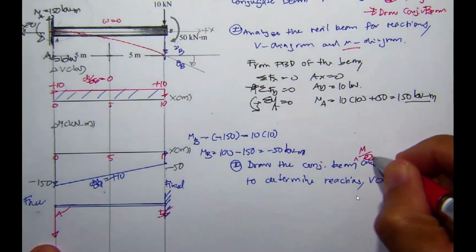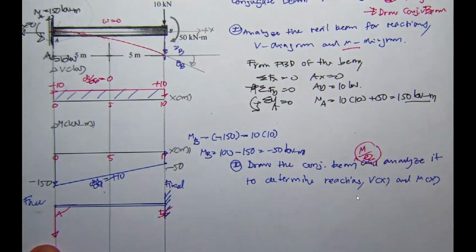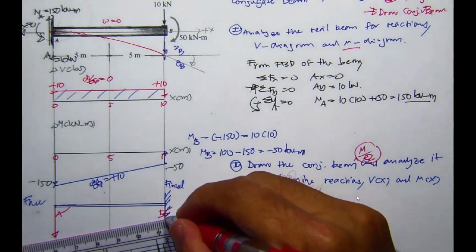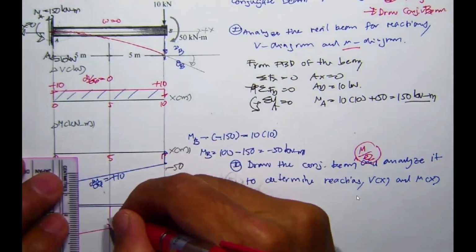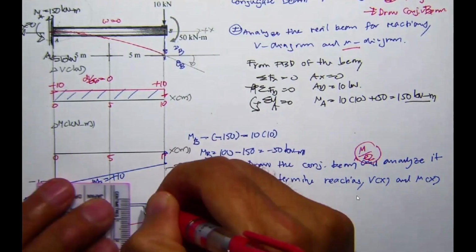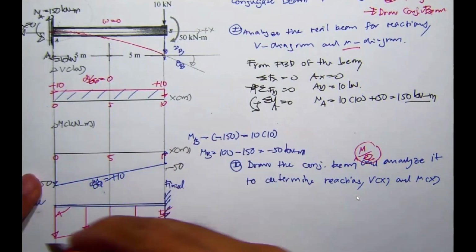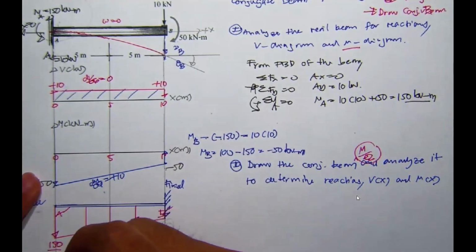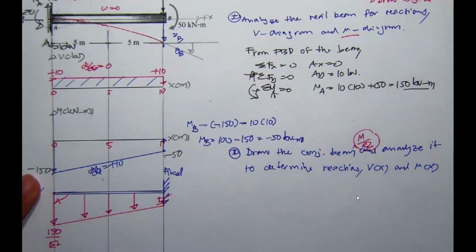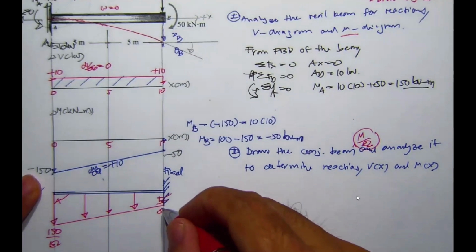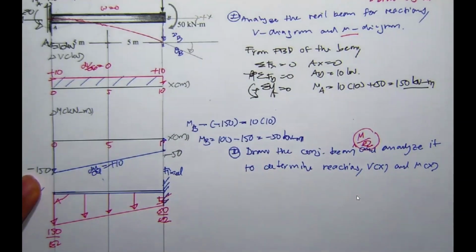M over EI has the way to point out of the conjugate beam. Always point out of the conjugate beam. Then you have the elastic weight for this one to be something like this, and then this is 150 over EI. No negative sign. Okay, this is going to be 50 over EI.